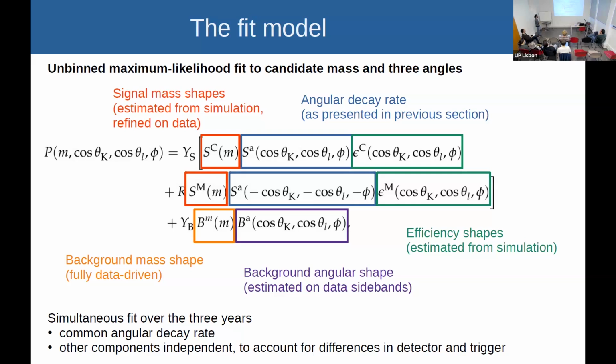Also, the background model is split between a mass shape that is fully data-driven and the angular background shape that is also estimated on data using the sidebands.